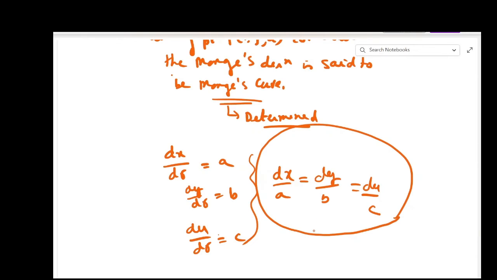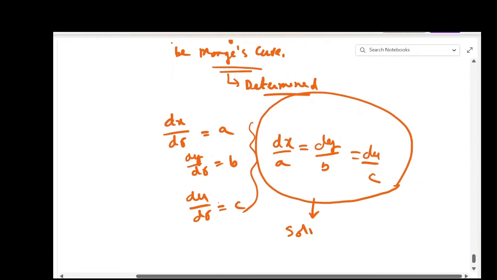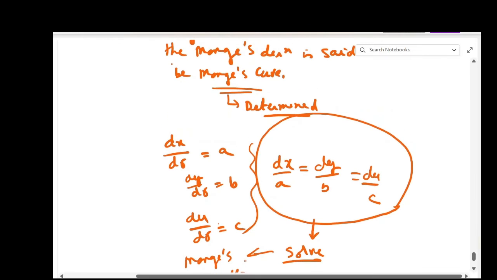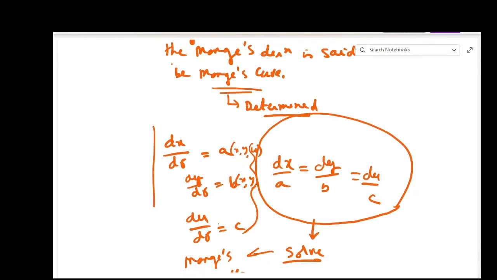So if you find a solution to these three ordinary differential equations, you will get Monge's curve. Now you can easily understand a very crucial thing, and right now I also want to compare it with whatever we have learned in the semilinear or the linear case. If you recall, there we first dealt with the characteristic curves, because dx/d sigma, dy/d sigma, A and B were explicitly functions of x and y, but here they involve x, y, u.